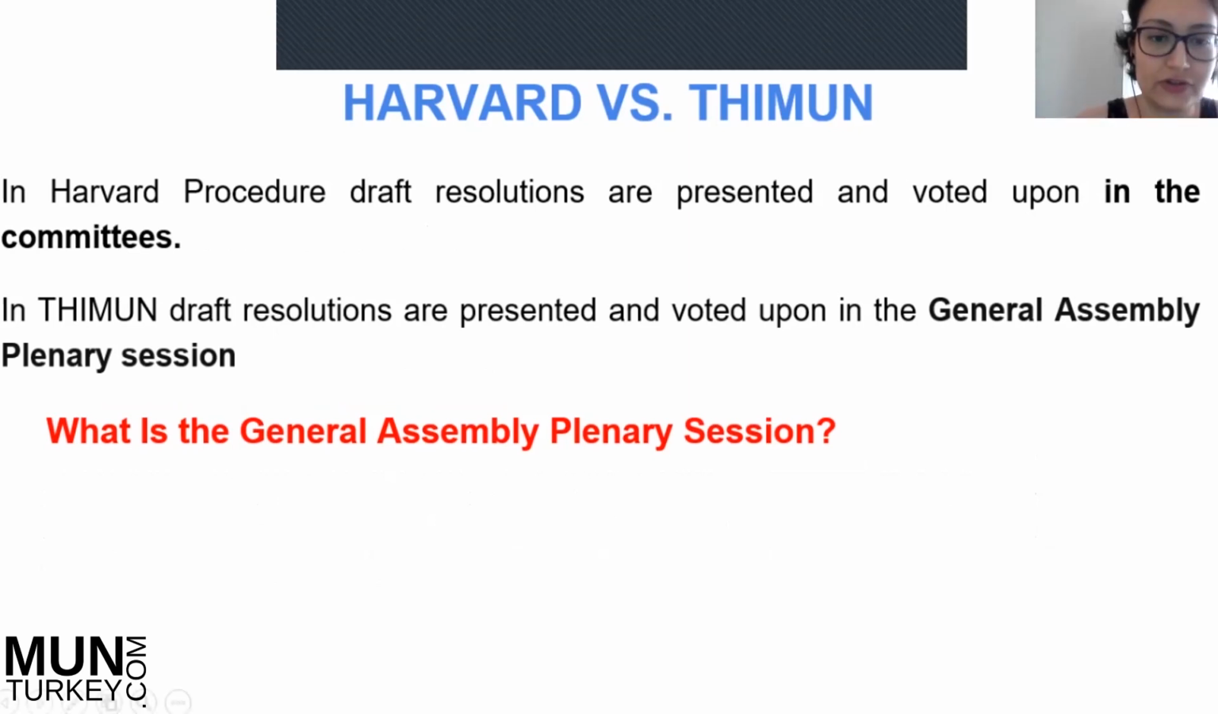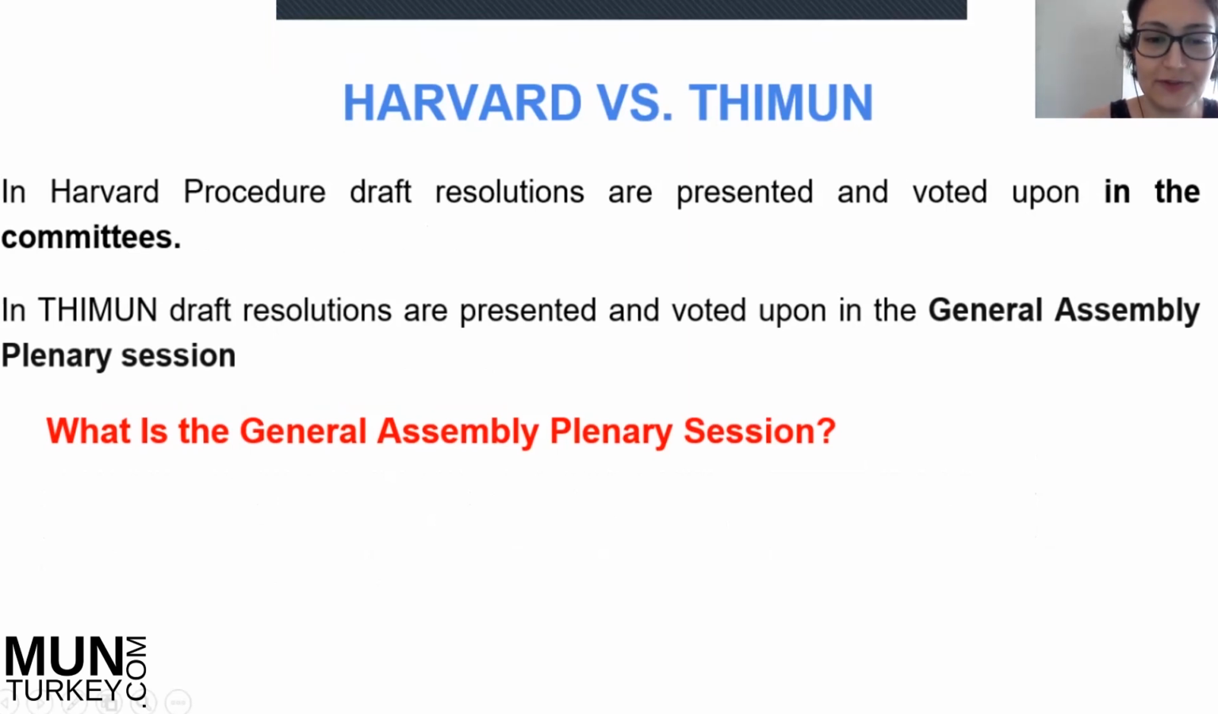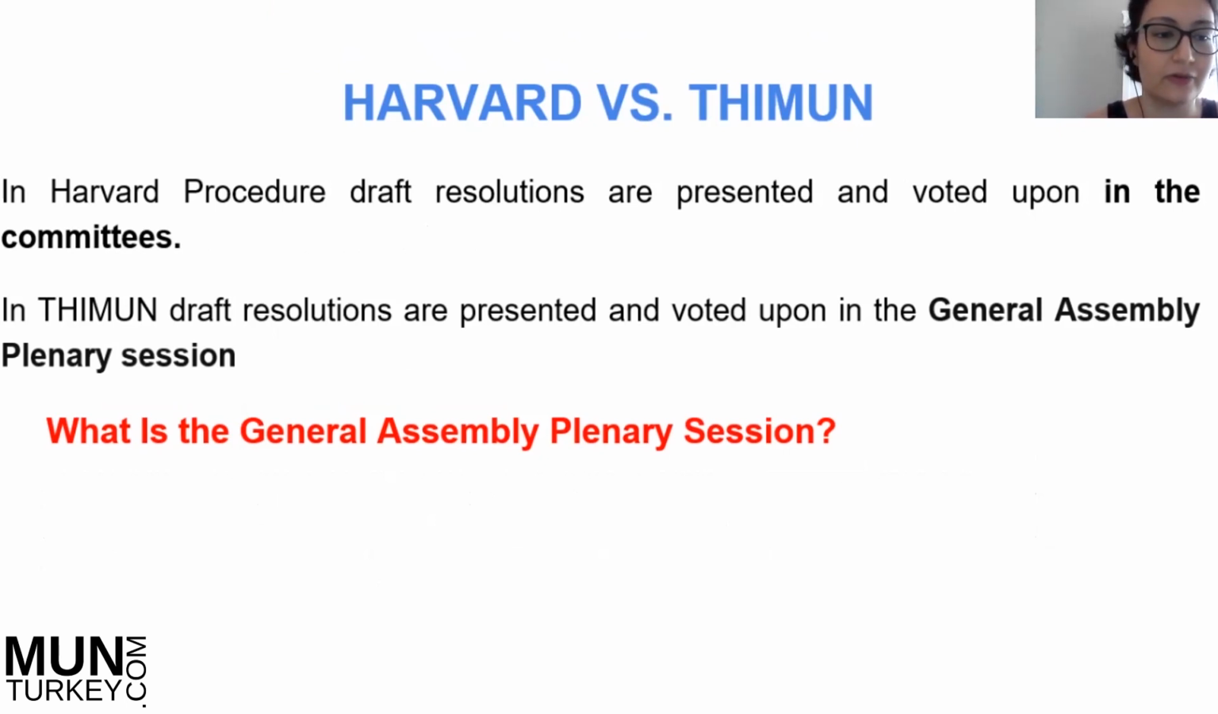In Harvard procedure, draft resolutions are presented and voted upon in the committees. In THIMUN, draft resolutions are presented and voted upon in the General Assembly plenary session. So from my point of view, that's the biggest difference between a Harvard conference and a THIMUN conference. And in order to learn that difference, we need to learn what a General Assembly plenary session is. This is usually abbreviated as the GA. So let's have a look at it.